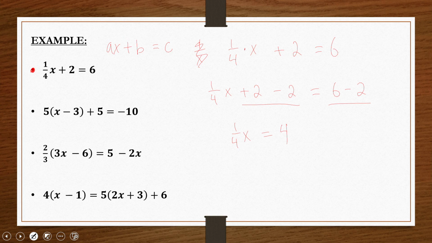So in this case, I have a coefficient that happens to be a fraction. The easiest way to get rid of this fraction is to introduce multiplication by the reciprocal. So what is the reciprocal of a fraction? Well, we just interchange the numerator and denominator. In this case, my reciprocal of 1/4 would be positive 4.